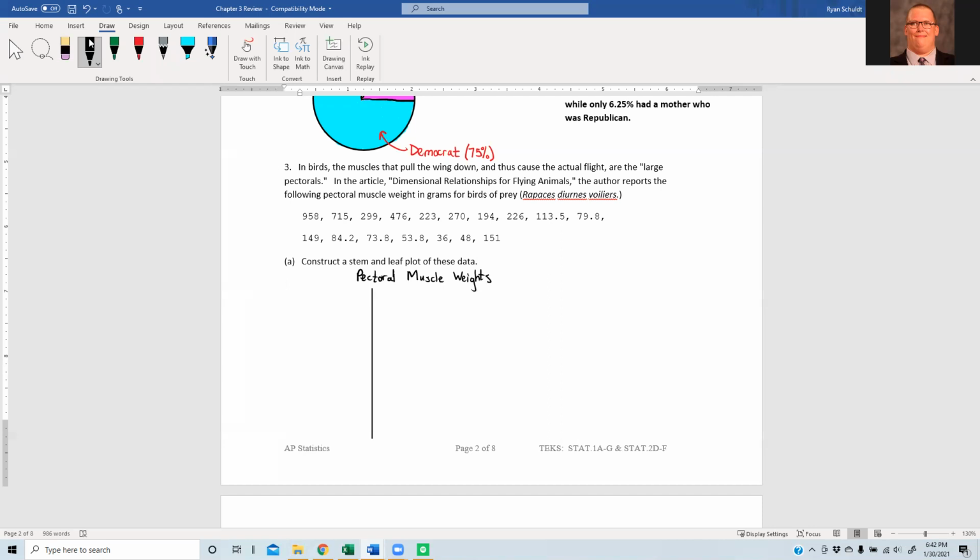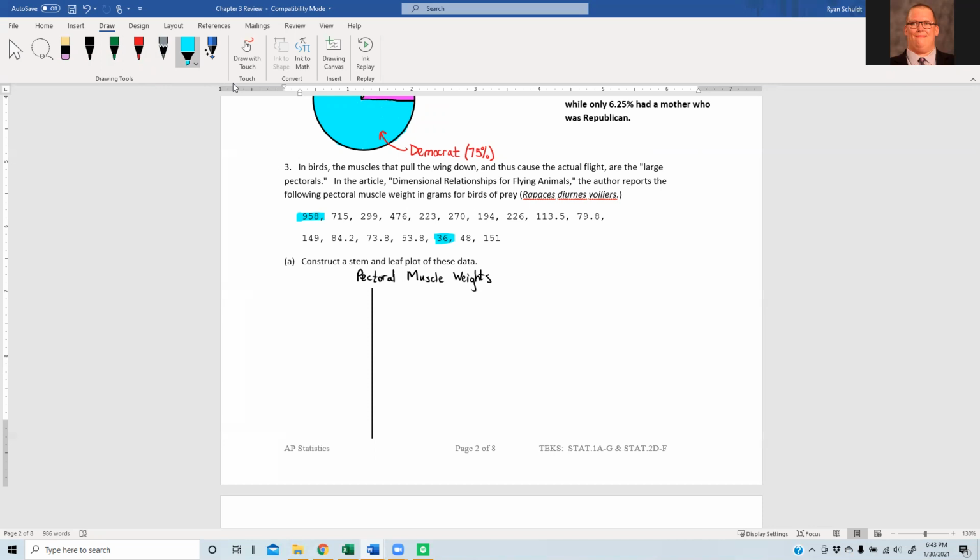Okay, now let's go through, find our minimum, and then also our maximum to see how we need to do this. So if I'm looking at the data, I see an 84, 73, 53. Looks like my minimum is a 36. Maximum, seeing 958. Okay, so I know my minimum, I know my maximum.